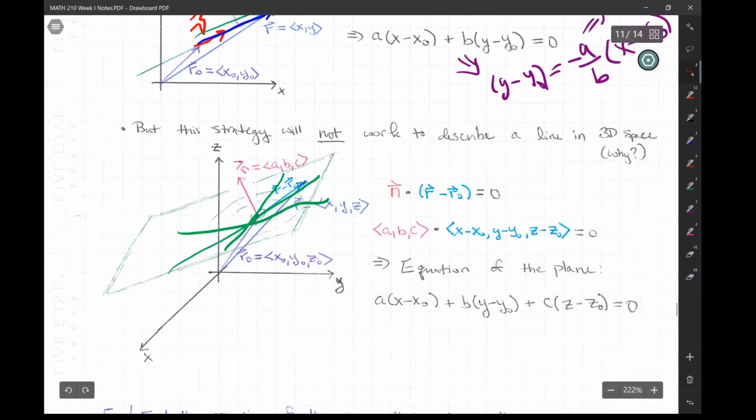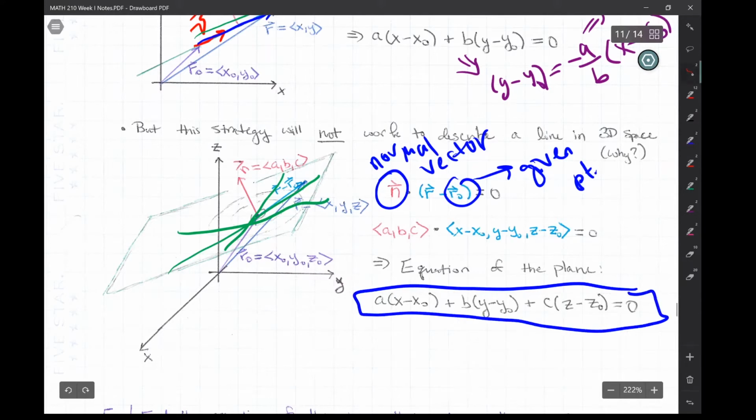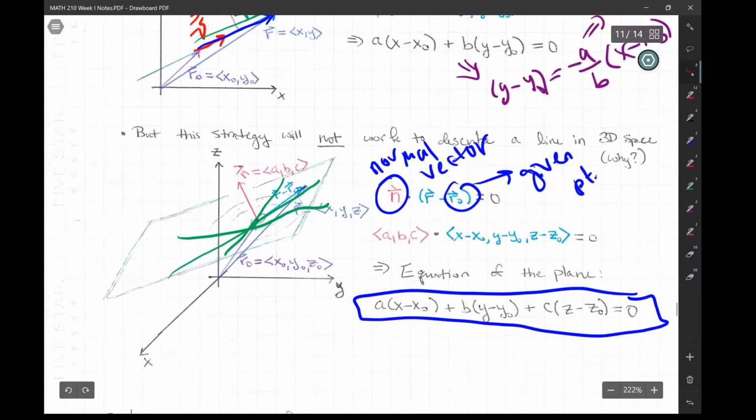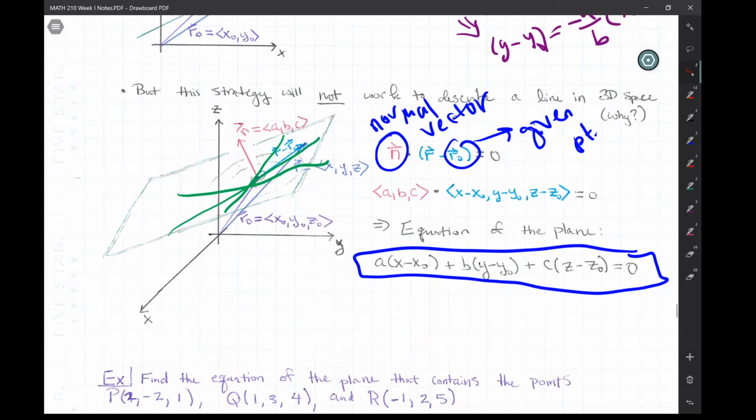So what are the two things that we need to describe a plane in space? One is a normal vector. That's one of the things that we need. And the other is a given point. Okay, if we have these two things, then we could get the equation of a plane. And notice this does describe a plane. I mean, once you specify x and y, z could be determined and that would give you a point along the plane.